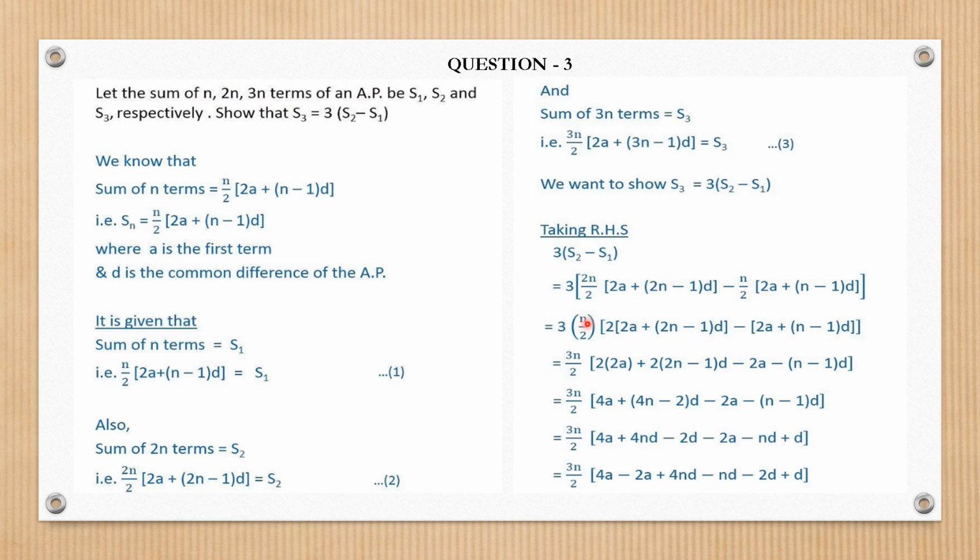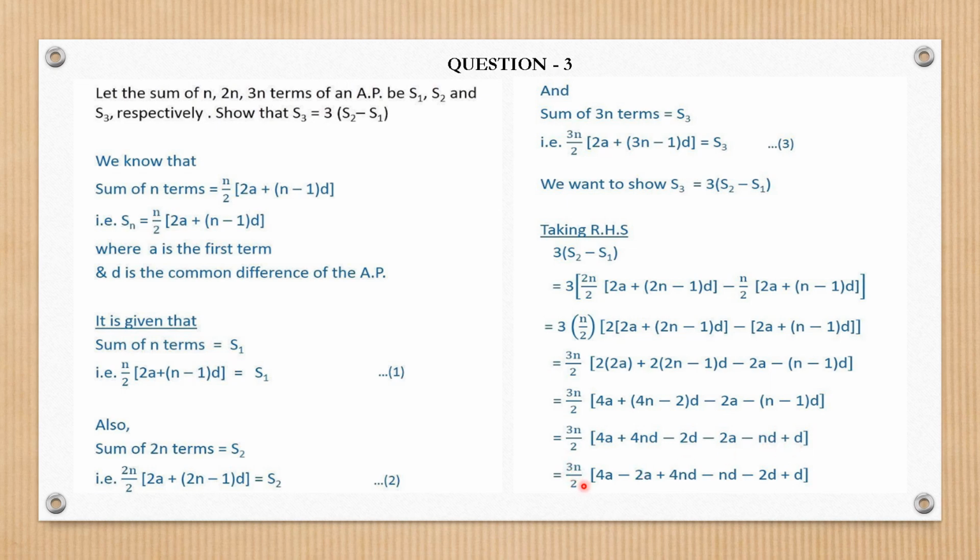Okay, now we can solve in any way, whatever we feel is good. Here I have taken n by 2 common from this term and this term. So inside I get 2 times this complete minus this complete. So it becomes 3n by 2 outside, and inside 4a plus 4nd minus 2d minus 2a minus nd plus d.